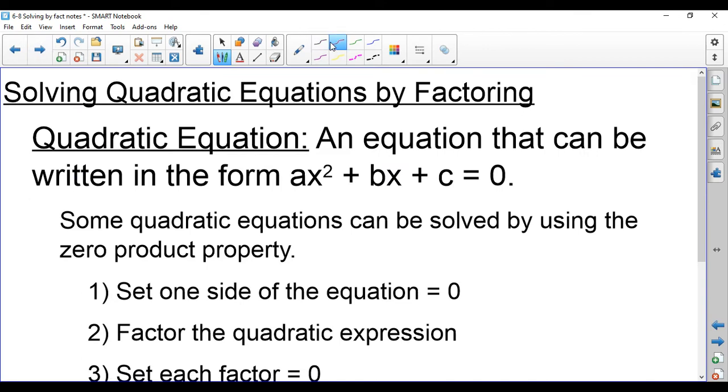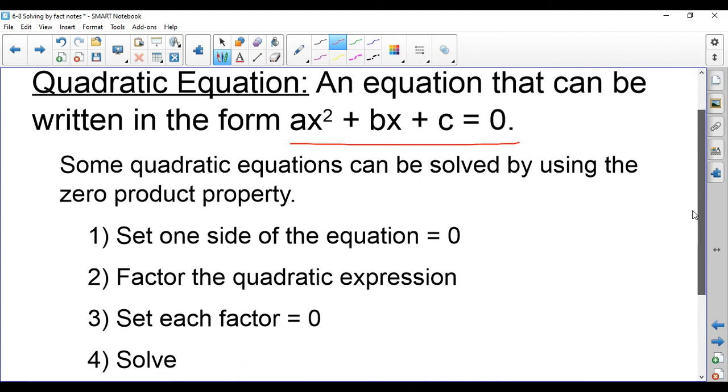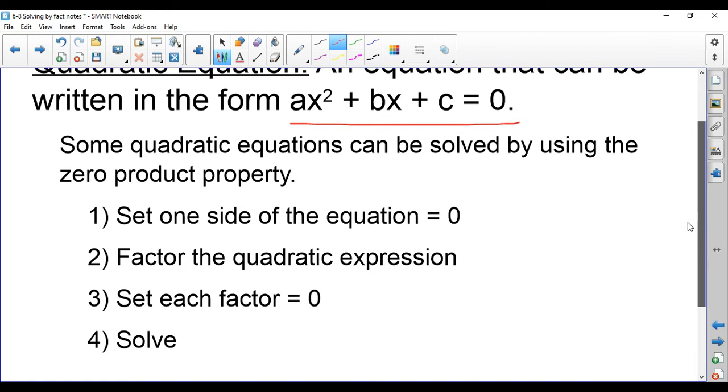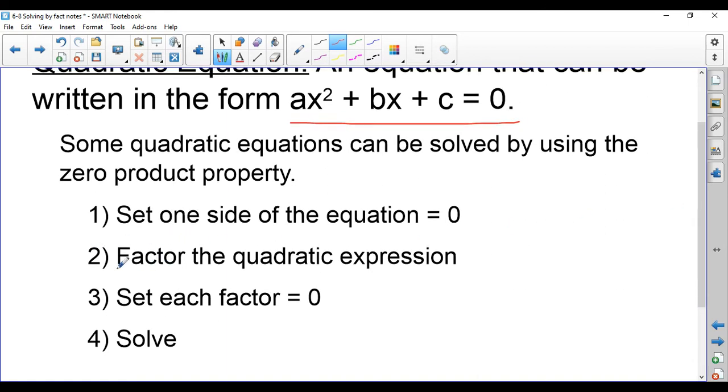Today, we're going to combine that to solve quadratic equations by factoring. So a quadratic equation is an equation that can be written in the form ax squared plus bx plus c equals 0. For us, that a is always going to be 1, so it's going to be x squared plus bx plus c equals 0. Some quadratic equations can be solved using the zero product property. In order to do that, you set one side of the equation equal to 0. You factor the quadratic expression like we spent a couple weeks doing. You set each factor equal to 0 and solve. So these last two steps are what you were doing Thursday. The step 2 is what we were doing before that.